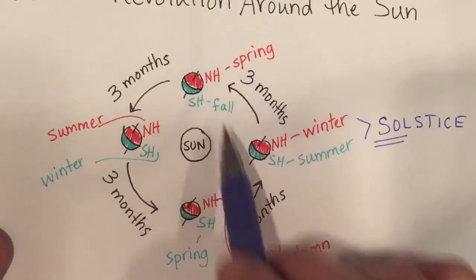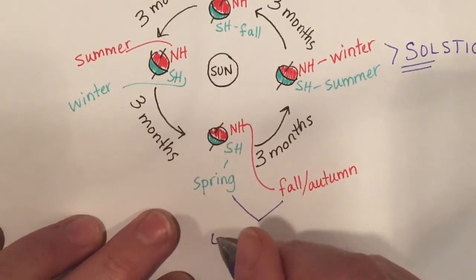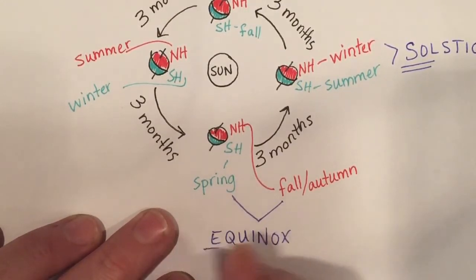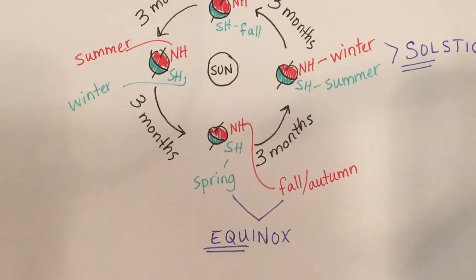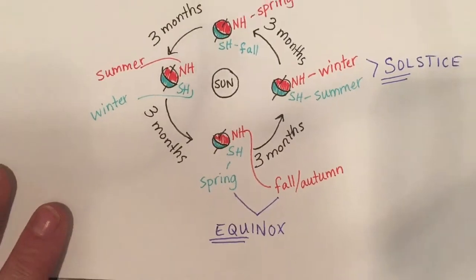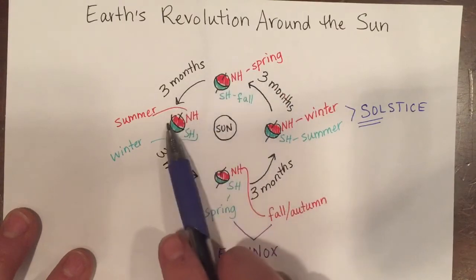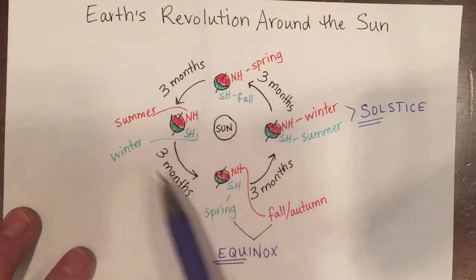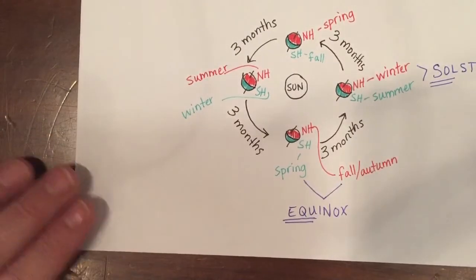But in the spring and the fall, we get what's called the equinox. Equa meaning equal, nox meaning night, so we get the same number of hours of nighttime and daytime, about 12 and 12. And this cycle happens repeatedly. So as we go through the year, we have solstice, equinox, solstice, equinox, solstice, equinox, solstice, equinox, etc. for eternity.